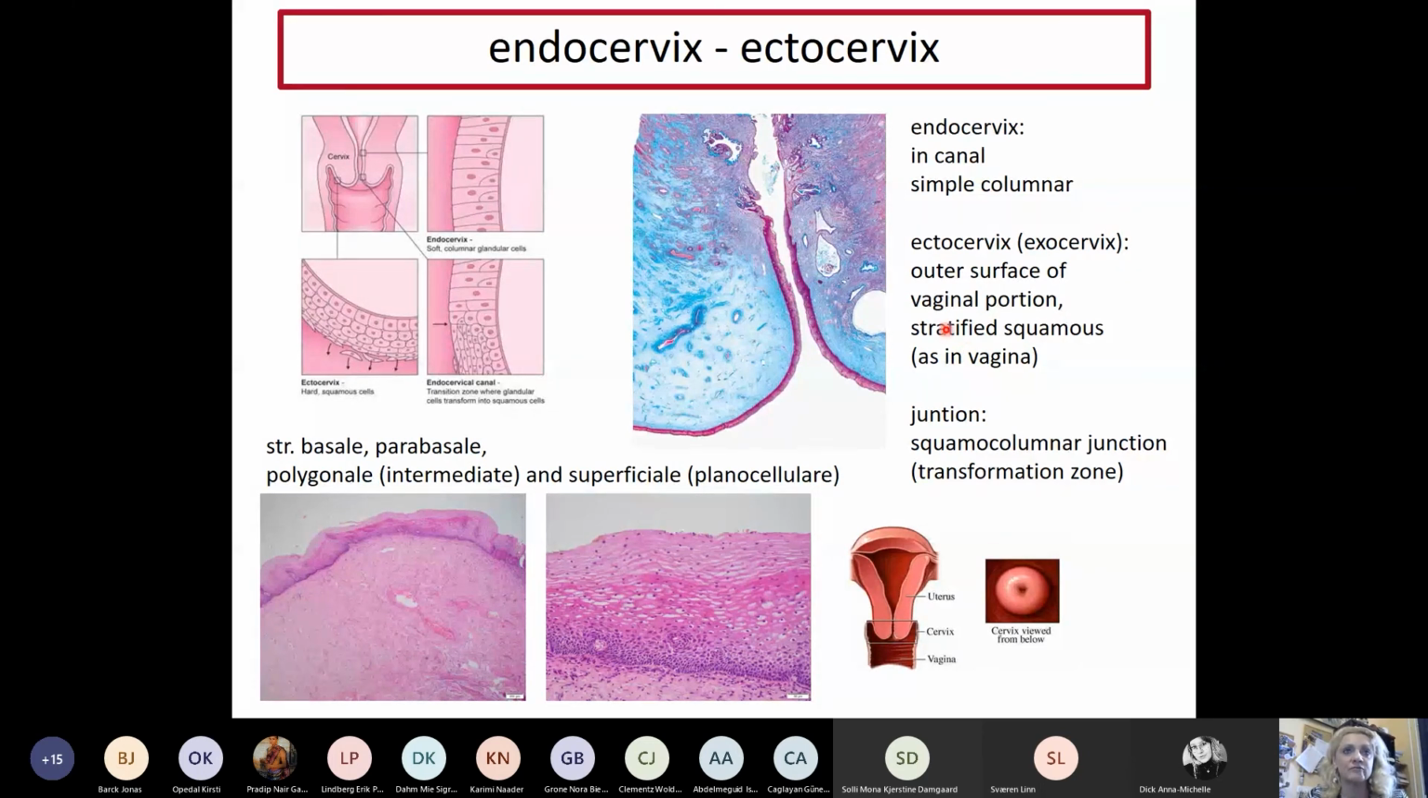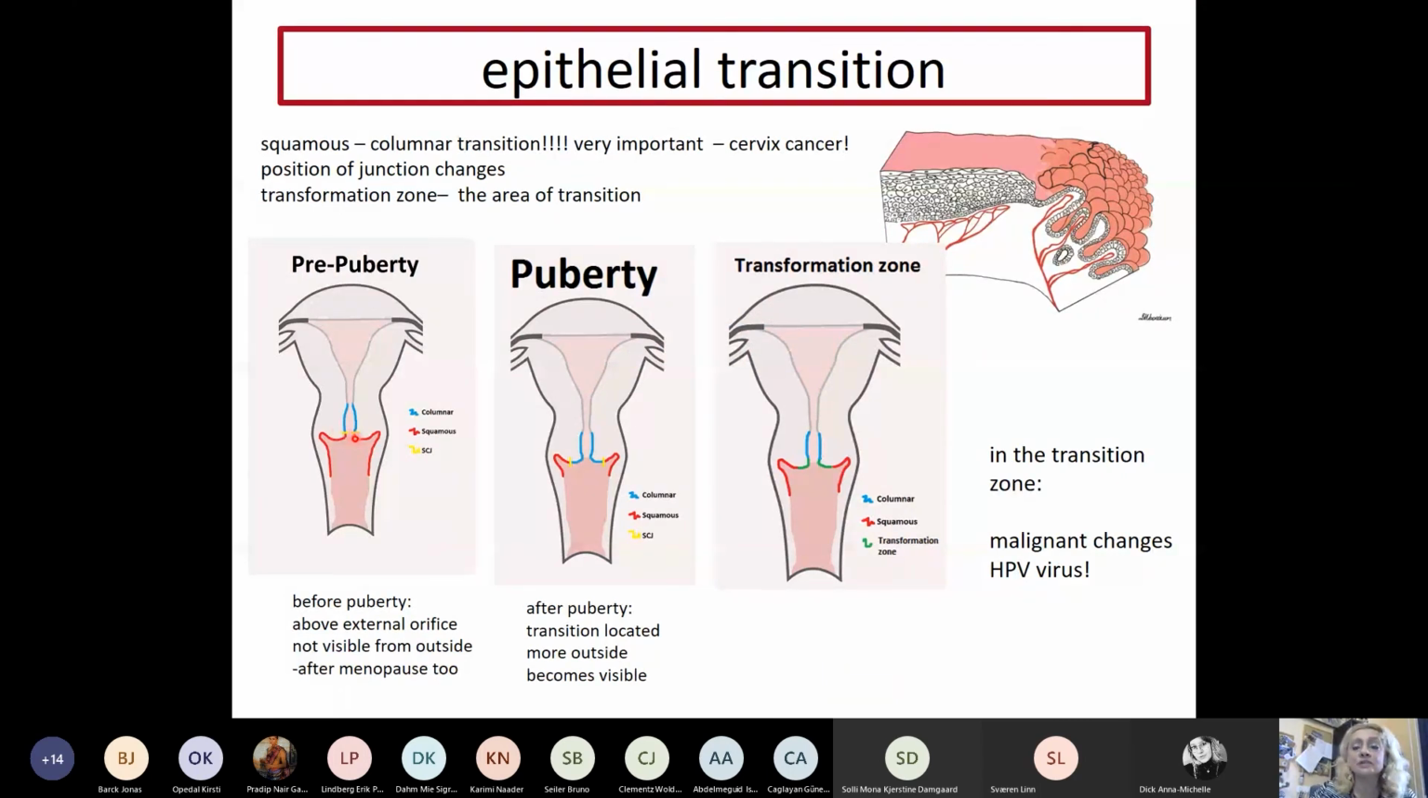Endocervix, ectocervix. Very important, this junction is very, very important. It is called squamocolumnar junction because it's a transition between columnar and squamous epithelium. It's also called transformation zone. And you can already guess that where we have such an always changing, a cyclically changing epithelial switch or transformation, transition, this will be a very active zone. This is exactly where malignant transformation can happen. So it's very important. The position changes.